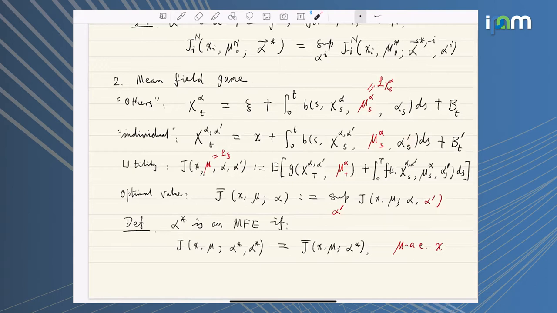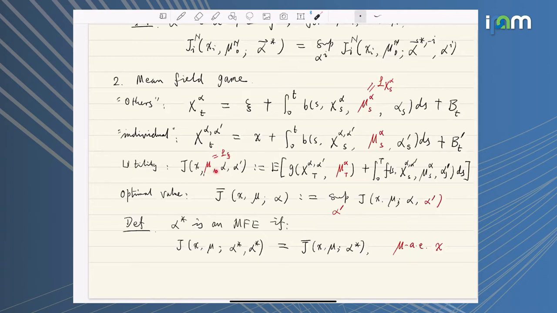It depends on his control, of course, and on his Brownian motion. But what's important is the mu alpha. Mu alpha depends on alpha only, not on alpha prime. So this is a given for the individual player. Given alpha, given mu, that's the environment. That's the group.